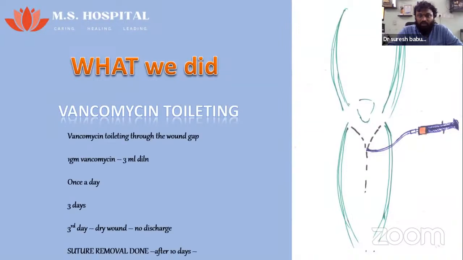Through this infant feeding tube, we instilled 1 gram of vancomycin, diluted to 3 ml, once a day for 3 days. But care was taken that this instillation was carried out for a minimum of 15 minutes, not less than 15 minutes. On the third day, the wound was dry enough. There was no more discharge. On the 10th day, the suture was removed and the patient was sent back home.